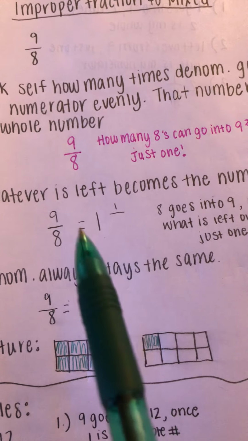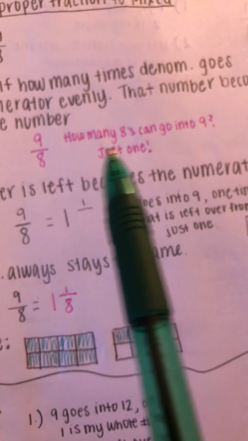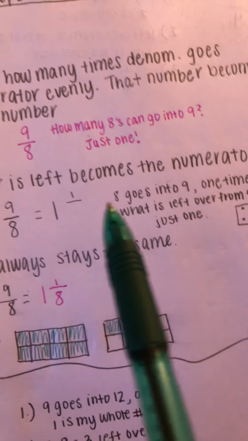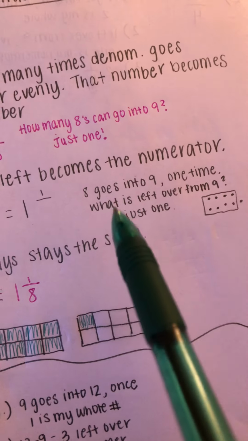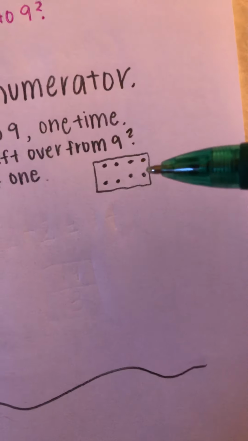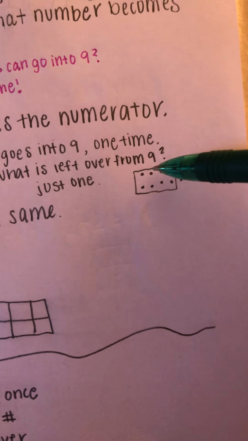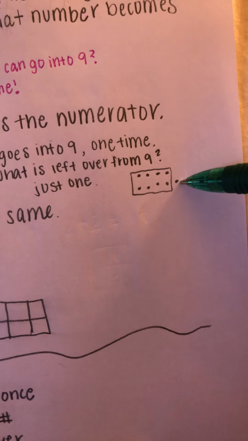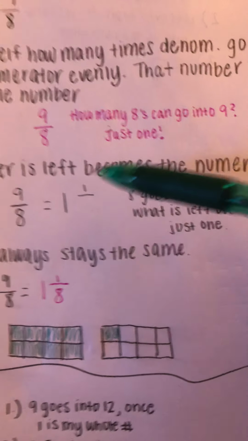So whatever is left becomes the numerator. You have a 1 right here from this answer. Then whatever was left over becomes your numerator. So 8 can go into 9 one time. What is left over from 9? Just 1. And I have a picture right here to show you. If we had 9 and we wanted to make a group of 8, we circled 8, but only 1 is left over from 9. So that's where your 1 comes from.